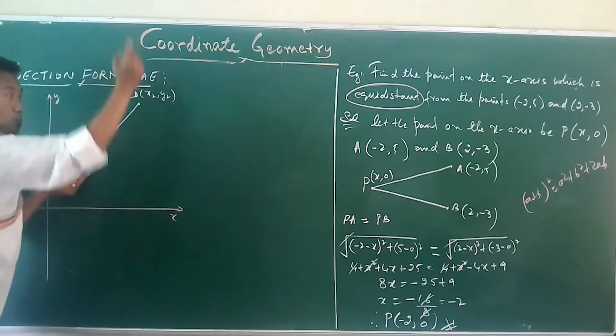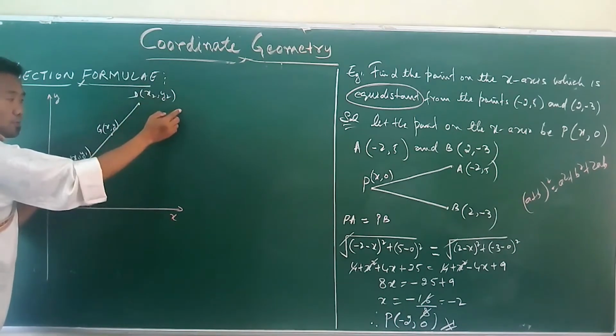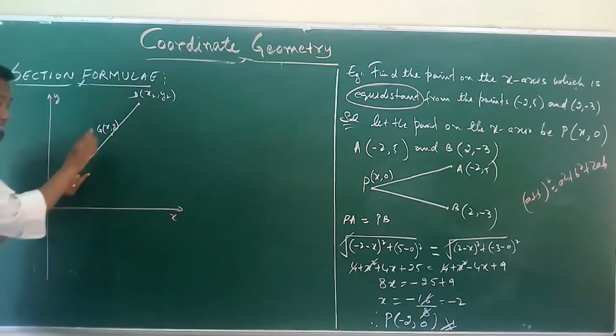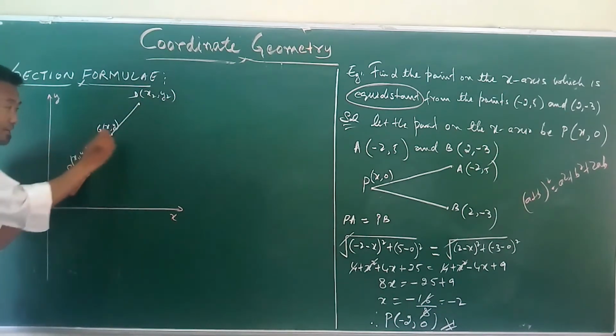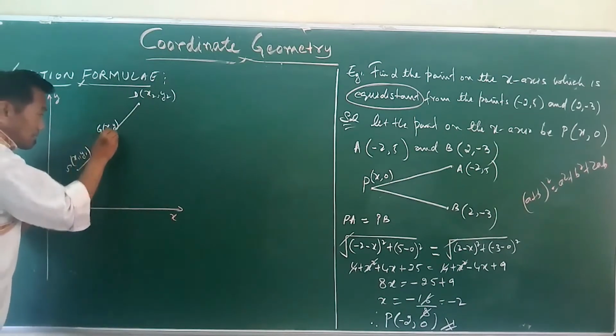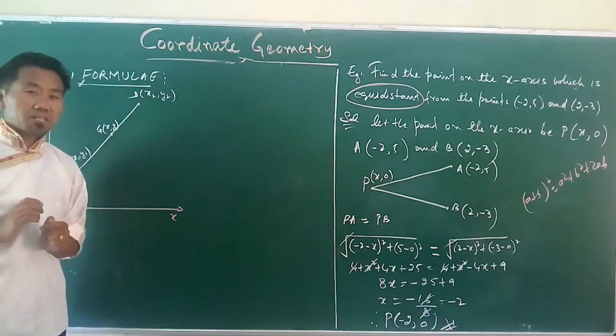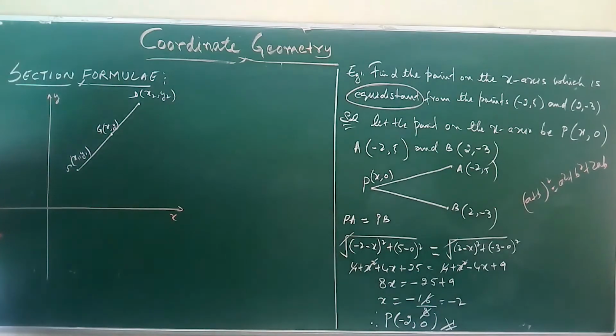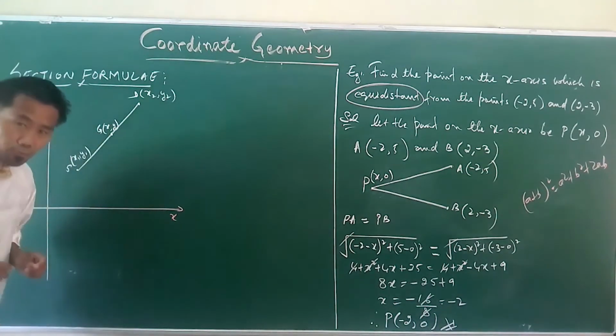The first point is x1, y1, the second point is x2, y2. Then my position here is just x and y. This is the position, the section formula that we are going to derive.